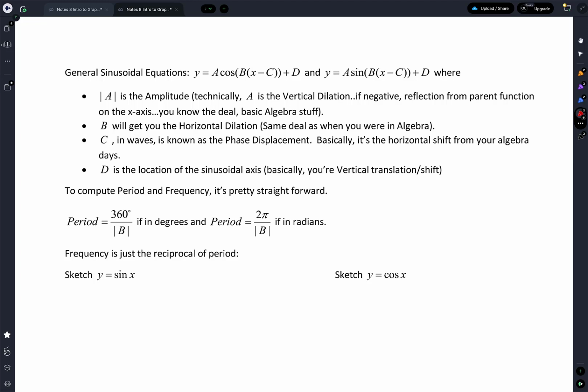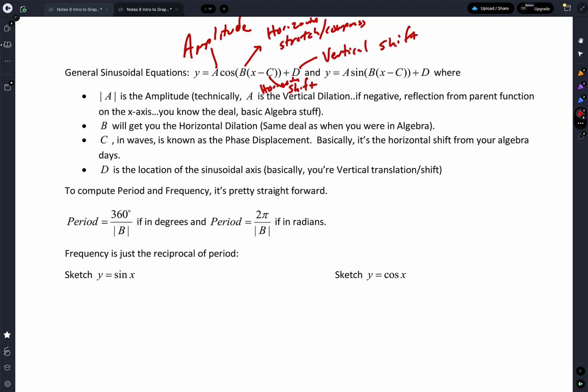Okay, well, anyways, let's just start from the beginning. The A stands for amplitude, which is just your vertical stretch or compress. The B is your horizontal stretch or compress. The C is your horizontal shift. And the D is a vertical shift. Just like when you were in Algebra 2. Now we're just dealing with waves.